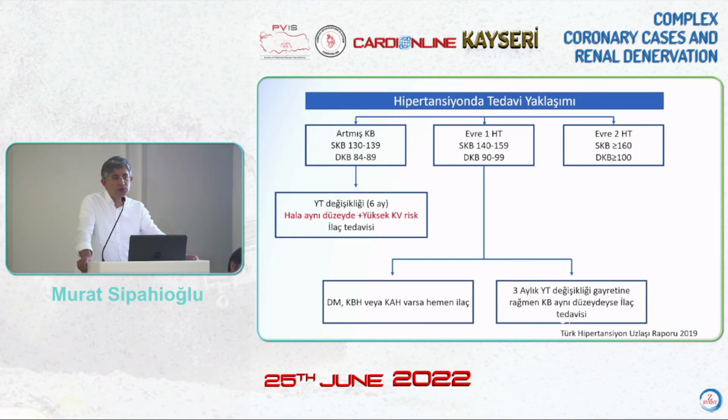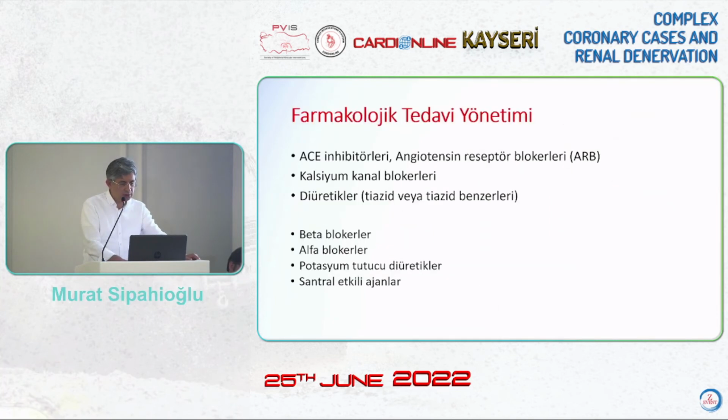The medical treatment can be started in this patient. If it is more than 160, the medical treatment should be started. And the pharmacologic treatment includes ACE inhibitors, angiotensin receptor blockers, ARBs, calcium channel blockers, and the diuretics. These groups are in the primary hypertension treatment.